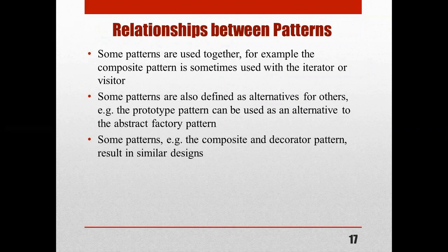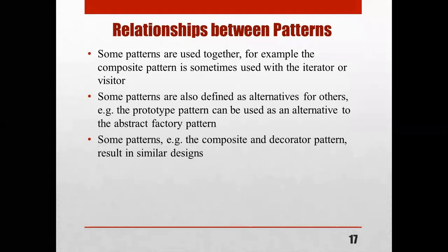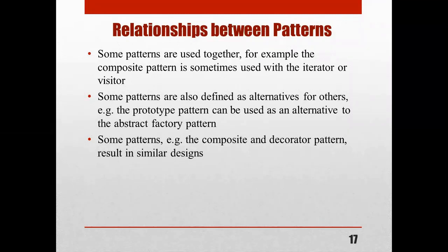The next point is the relationship between patterns. There are some relationships between the number of patterns we are going to use for software design. Some patterns are used together. We have seen the different patterns, 23 patterns under three categories. Here you can see, for example, the composite pattern is sometimes used with the iterator or visitor pattern. So a number of patterns can be used together to get the solution for a problem.